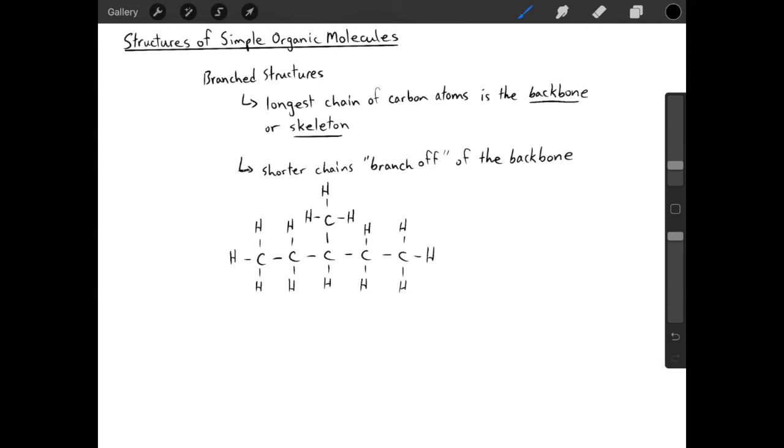Once you have the backbone and the side chains drawn, you can simply add hydrogens until all of the carbons have 4 bonds.